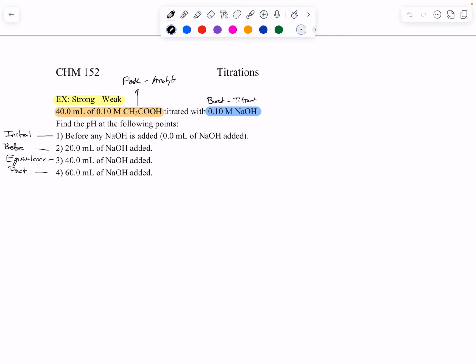So for number 1, the initial, it's the pH of a weak acid. Well, what does that mean? That means we have to do the ice table. All right. And so we're going to have, for 1, weak acid, you have CH3COOH plus water, hydronium, and CH3COO minus, right? And these all have state symbols that are important.